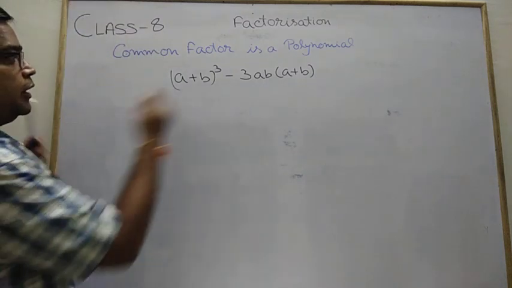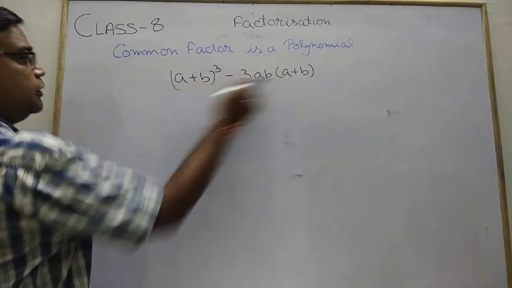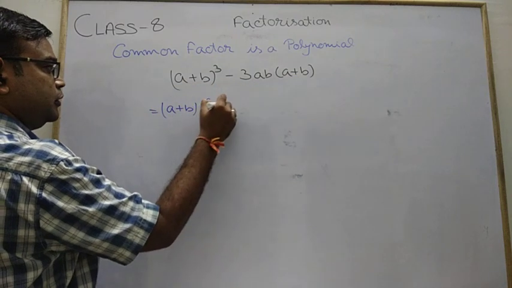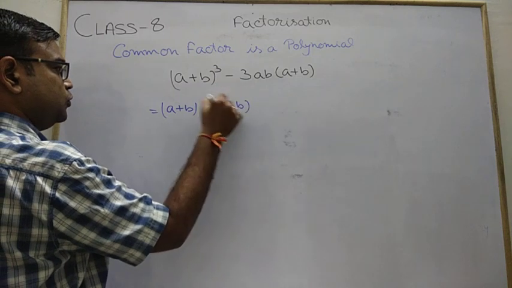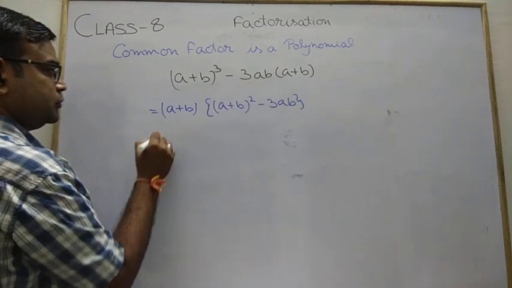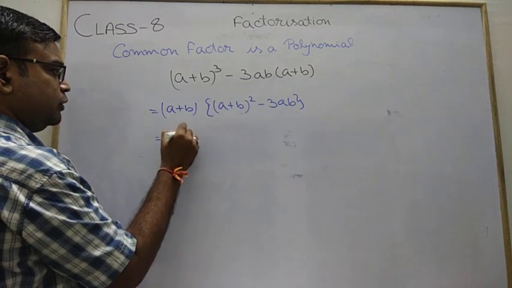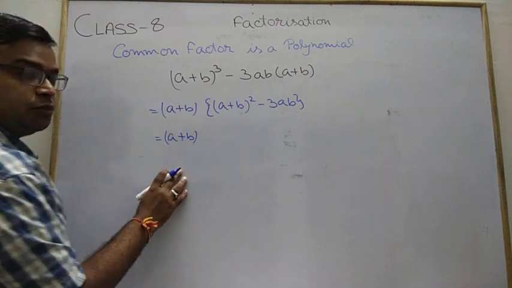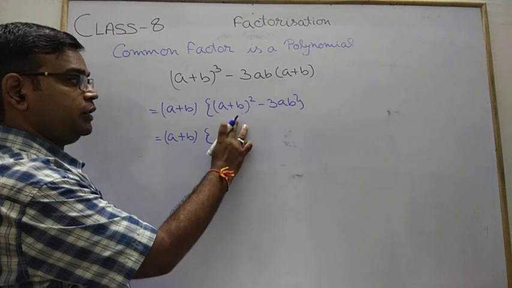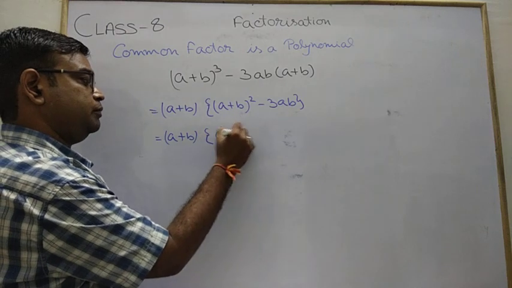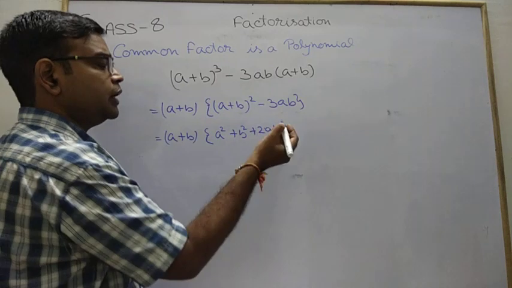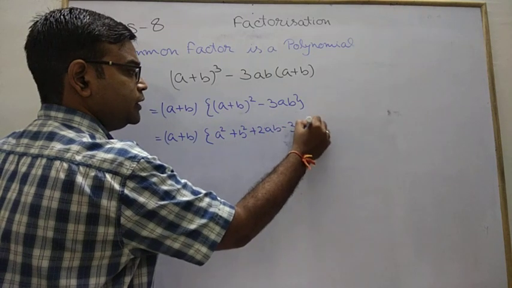Let's start. Again, we have a plus b common. Lowest power is always common. So a plus b common: (a plus b) into ((a plus b) whole square minus 3ab). So we can do one more thing here. Now, as we know, (a plus b) whole square, you have to expand this one: a square plus b square plus 2ab. Then we can solve it very easily.